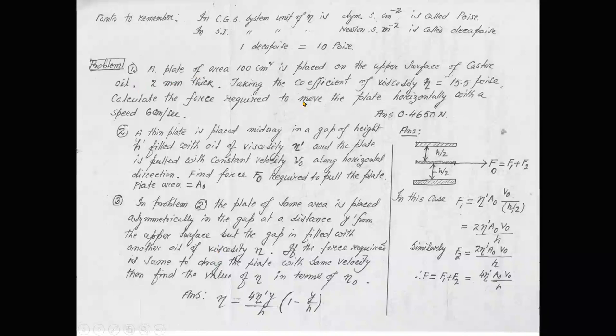And there is another problem here. Same problem, a plate of area 100 centimeter square is placed on the upper surface of a castor oil 2 millimeter thick, taking coefficient of viscosity. Calculate the force required to move the plate horizontally with 6 mm. Okay, same problem. So problem number 1, problem number 2, these are solved, and this is waiting for you. If you cannot solve this problem, I shall solve this problem in the next class. Okay. Thank you.